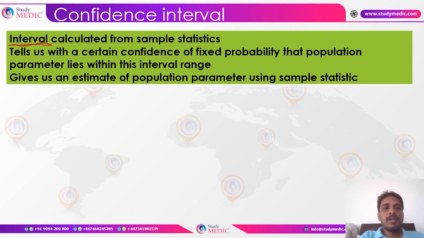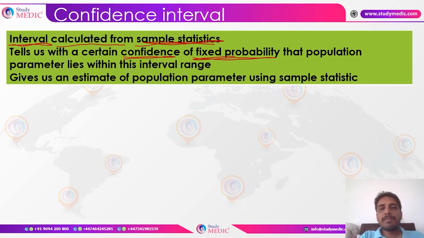Range is there, which is calculated from what sample? The sample that we draw from the population. Using that we calculate. What do we use in that? We use sample mean and sample SD to calculate the particular range. Now, when this range is calculated, what does it tell? Now it tells us with a certain degree of confidence. What does it tell? A probability.